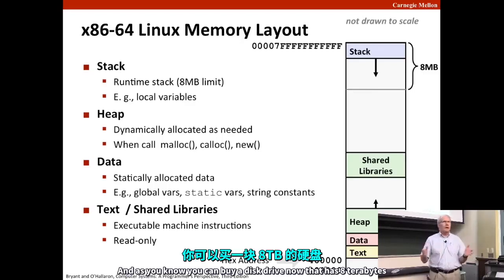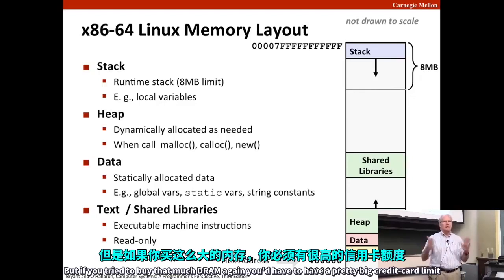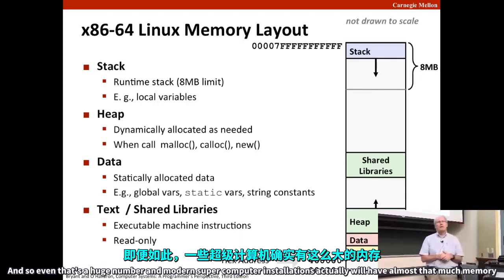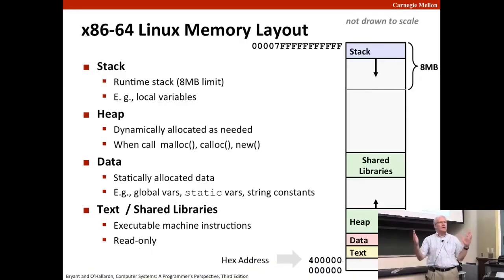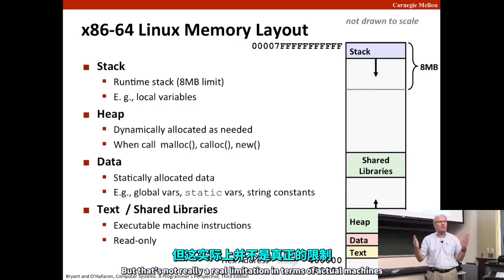And as you know, you can buy a disk drive now that has 8 terabytes, so it doesn't seem like that much. But if you tried to buy that much DRAM, you'd have to have a pretty big credit card limit. So even that's a huge number. Modern supercomputer installations will have almost that much memory. But the point is that the hardware of today limits you to 47 bits worth of address. That's not really a limitation in terms of actual machines.